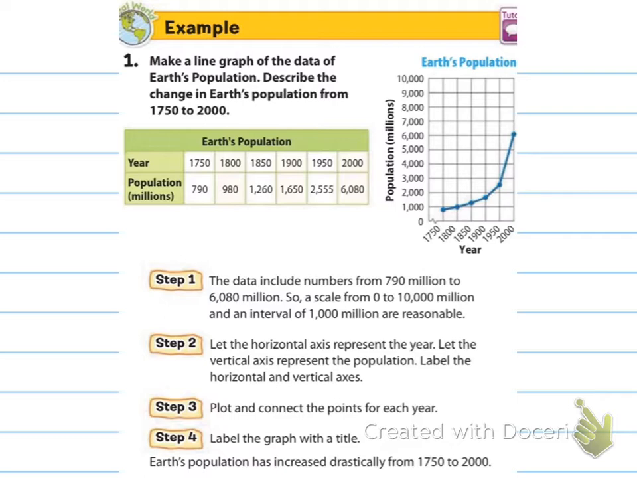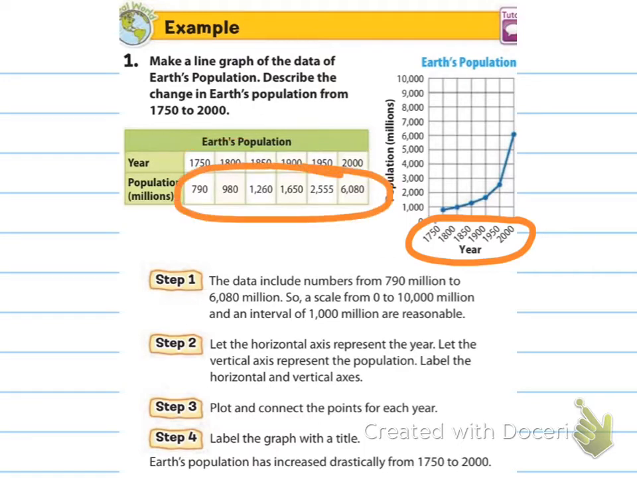So step 1 is that we need to figure out how we're going to skip count. Okay, so our skip counting is going to be based on our data. So for the year, I'm skip counting by 50s because that's what they've given me. But if they didn't give it to me in skip counting, then I would need to make it into skip counting. So for example, if they didn't have the 1850, I would still need to put an 1850 there and just leave it blank with no dot.